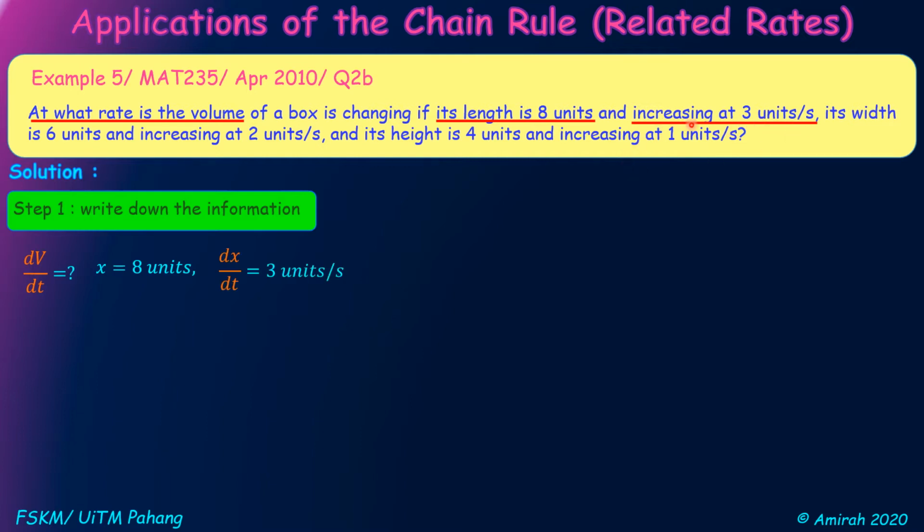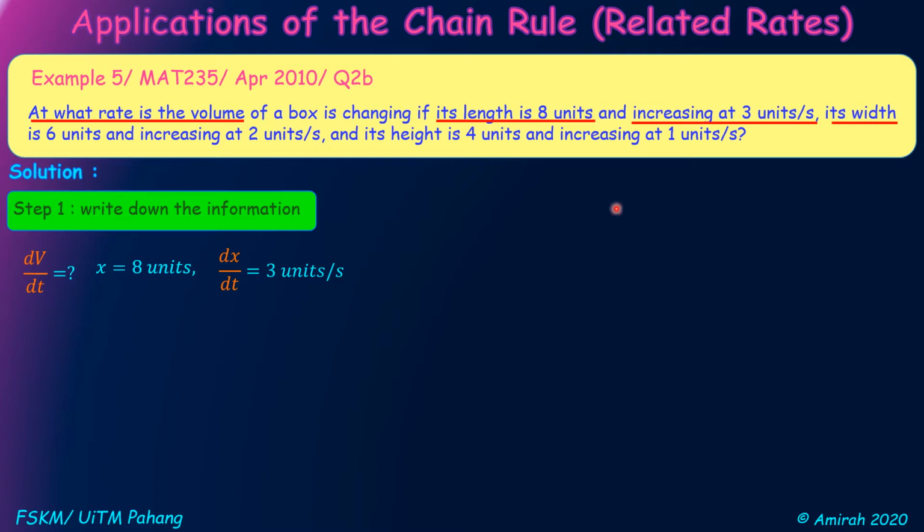Increasing at 3 units here refers to the length, meaning dx over dt equals positive 3 units per second. We put positive here, because the word used is increasing. And units per second means over the time.